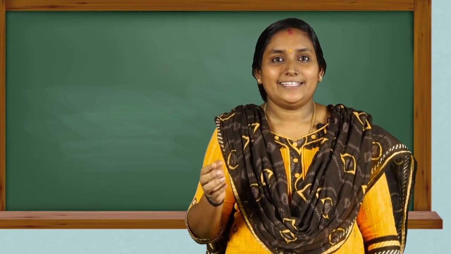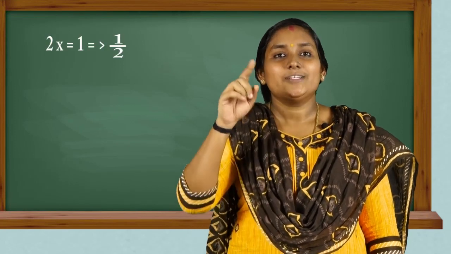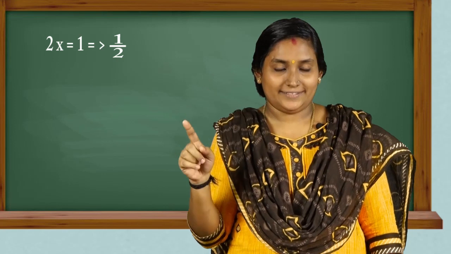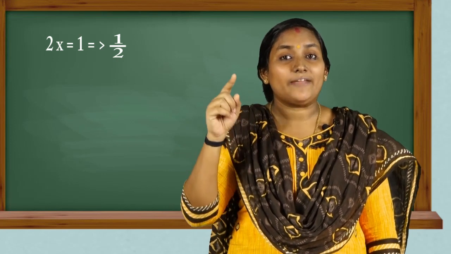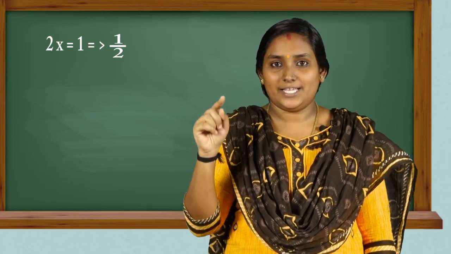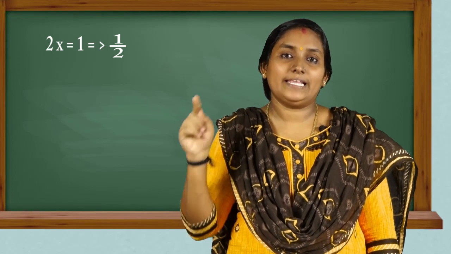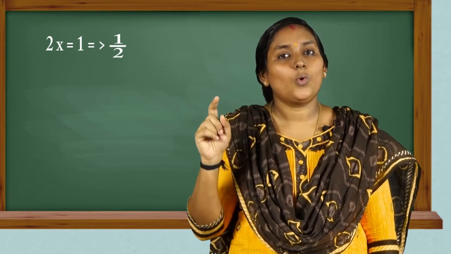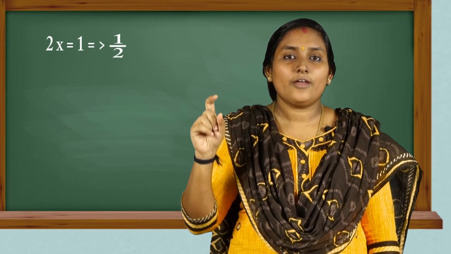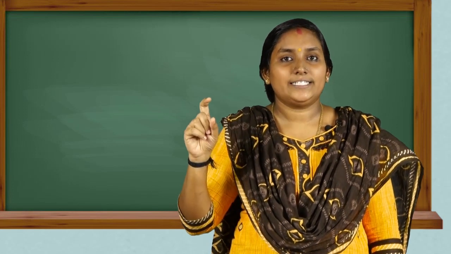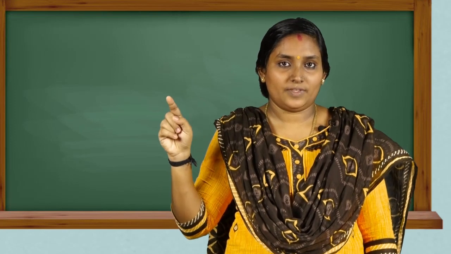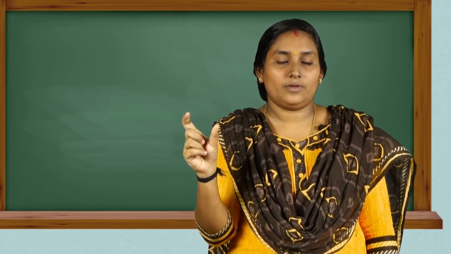Shall we go through the next example? The next equation is 2x equals 1. Then we can find the value of x is equal to 1 by 2. 1 by 2 is a fraction. And in decimal form, we can write it as 0.5. It is a rational number.